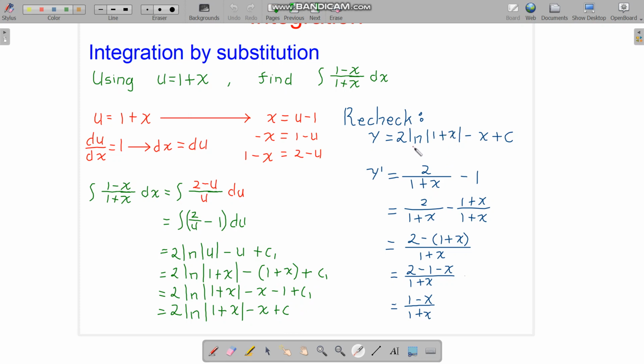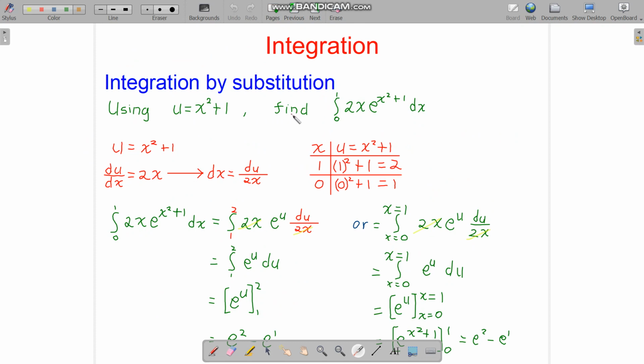And you can recheck by differentiating. So 2 ln 1 plus x becomes 2 over 1 plus x, and minus x becomes minus 1. And if we simplify, or if we manipulate here, 1 is 1 plus x over 1 plus x, and so we get 2 minus 1 minus x, which is 1 minus x. So in the end we get exactly the same as the integrand here.